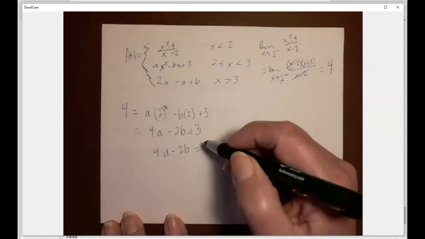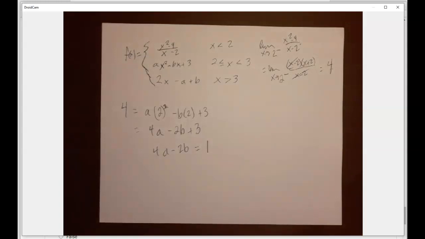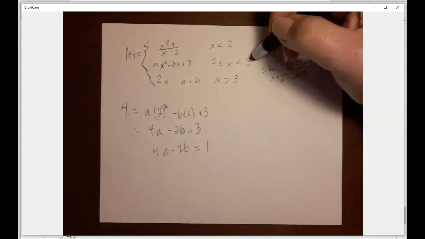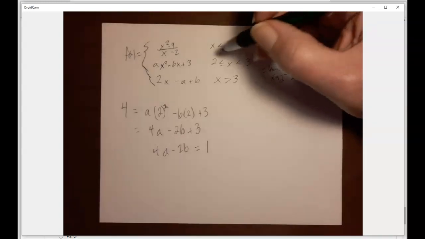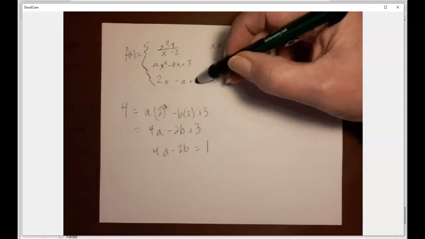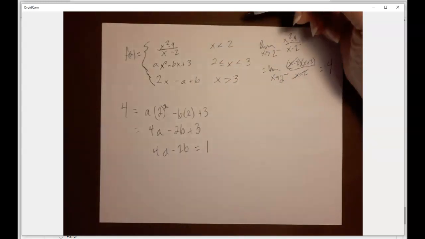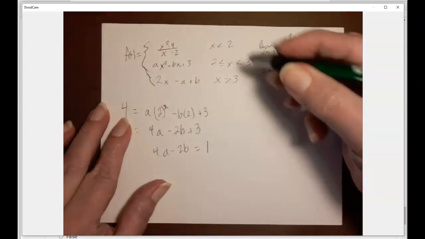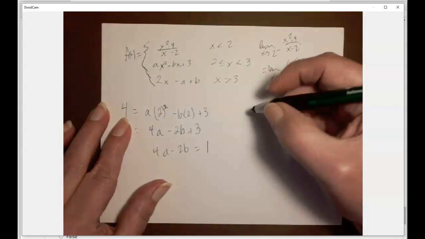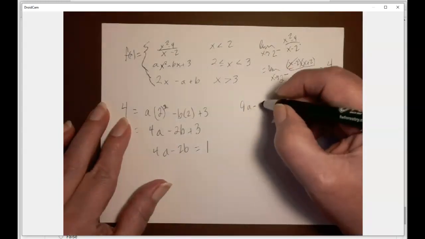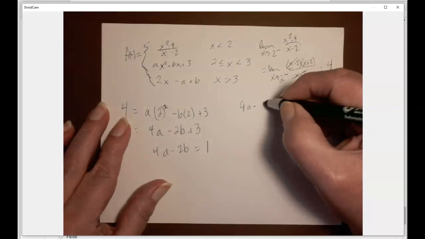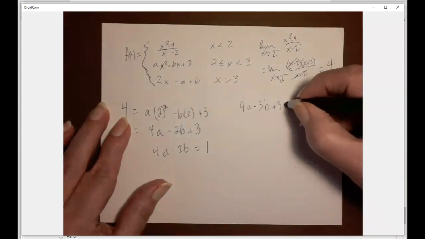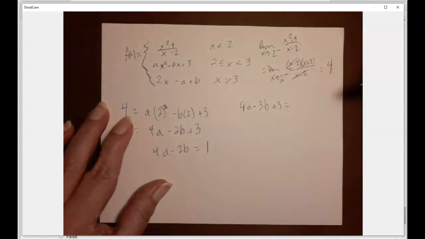So there's one equation. And the second one also has to match. So the second endpoint, the 3, the interval here, has to match with the third equation in our piecewise function. If I put 3 in for the second one, I get 9a minus 3b plus 3. I want those two to be equal because I want them to match at that piece.